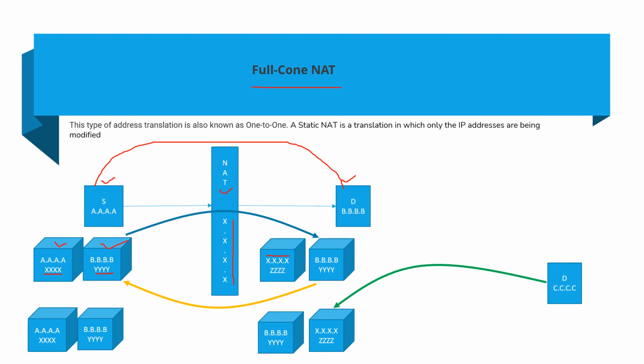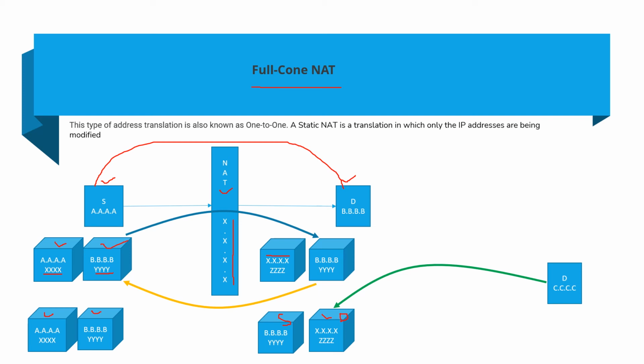And the return packet format will look very similar. This is going to be the destination. This becomes my source, which is host B. And when it crosses the NAT device in reverse, the source remains the same, and the destination IP gets changed to the original one. That's how the whole session completes.